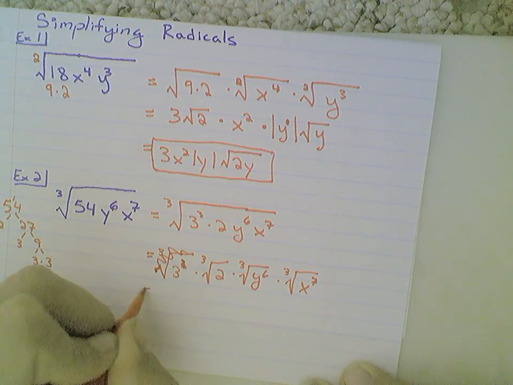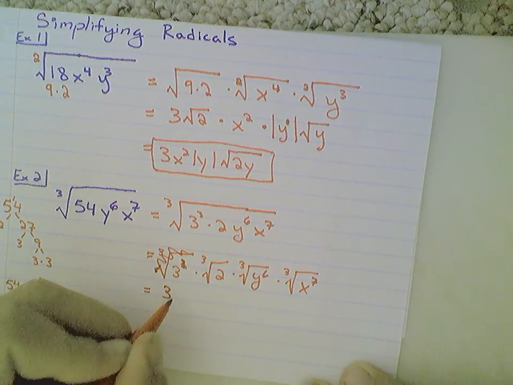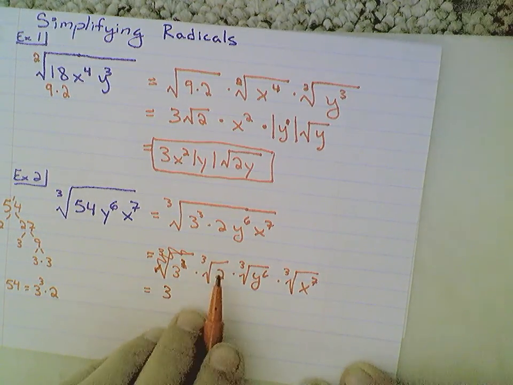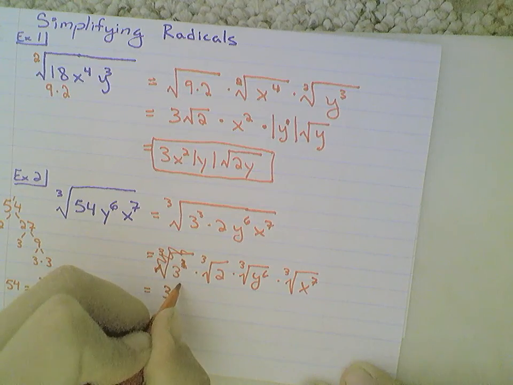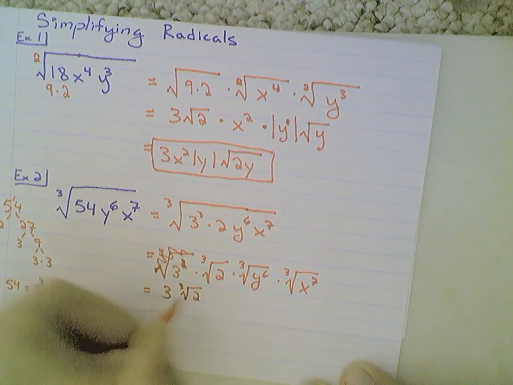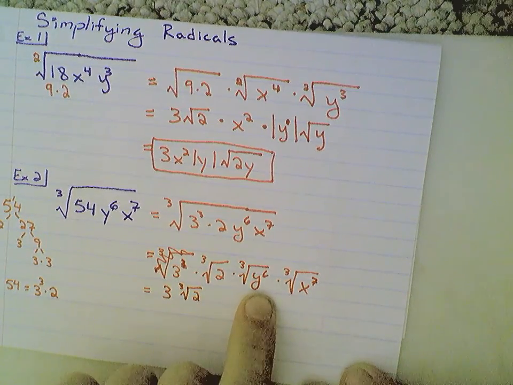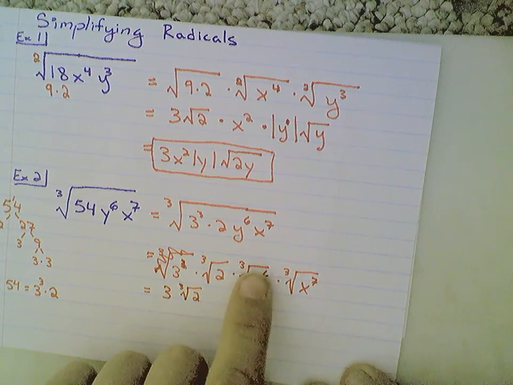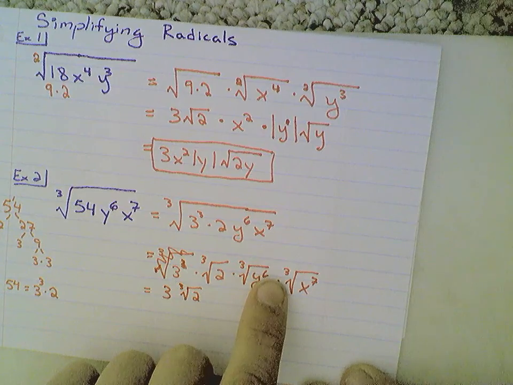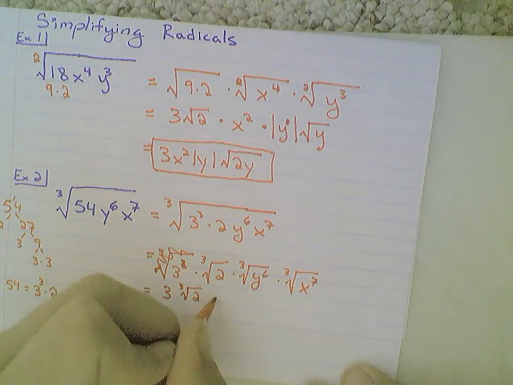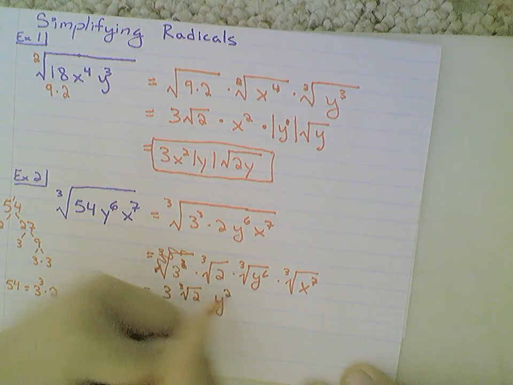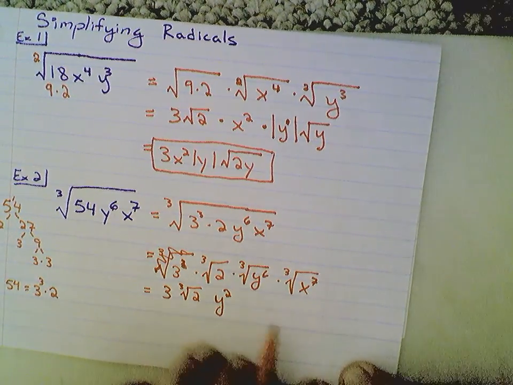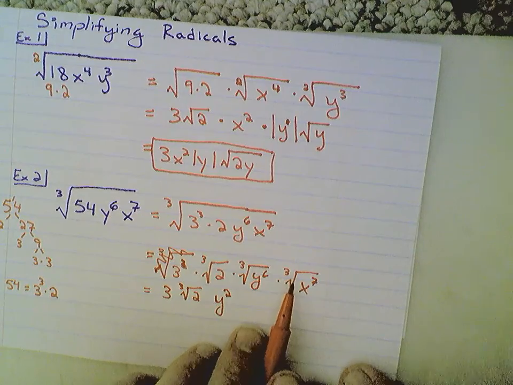So the first one will simplify as just 3. Next, if I look at the second radical, notice I get the cube root of 2. Well, that can't be simplified, so I'll just leave it as the cube root of 2. If I look at the third one here, I have the cube root of y to the 6th. Notice that 3 goes into 6 2 times with none remaining, so I get y squared on the outside and the radical goes away.